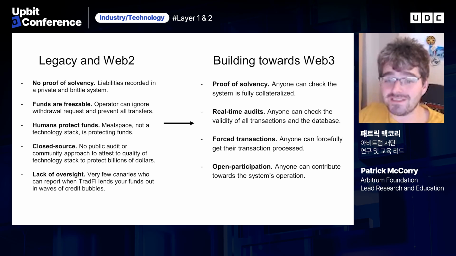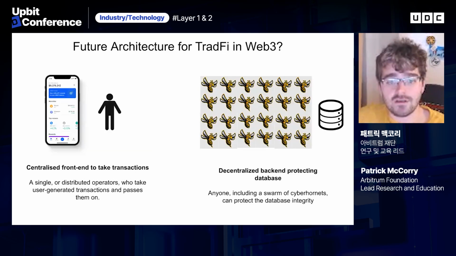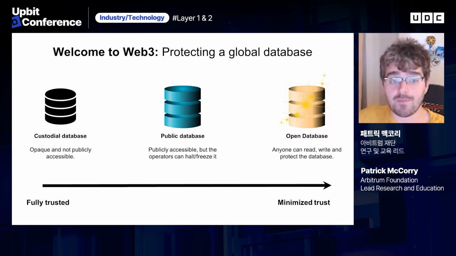You know, we want systems that give you proof of solvency by default, real-time audits. Users can always get their funds out if the system goes offline, and open participation. Anyone can protect these funds. And the future is really, the sequencers are like the front end, the user experience, and the back end is that fraud proof, the zero knowledge proof, the executor. You just need one honest party out there to protect the system. That could be anyone. A swarm of cyber hornets, as long as there's one person out there willing to step up. And so what I like to see is this evolution.